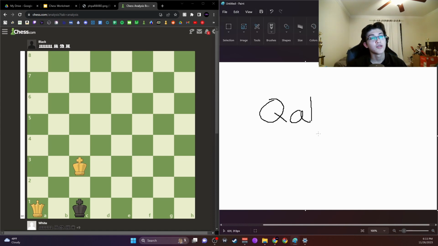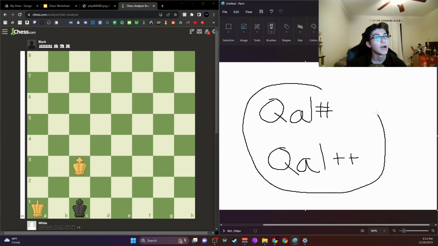But we also have to check, is it giving check? Is it giving checkmate? And in this situation, it's not giving check. The queen is giving checkmate. So we'd write the hashtag, or you could alternatively write this with the double plus, right? And both of these are correct. And this is going to be our final notation. Queen goes to a1 with checkmate.